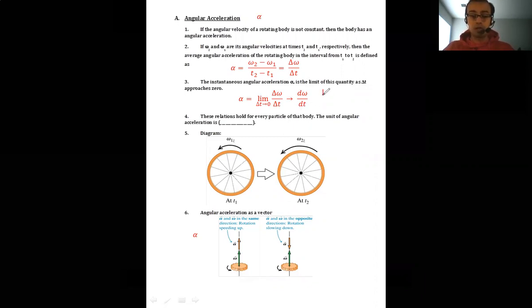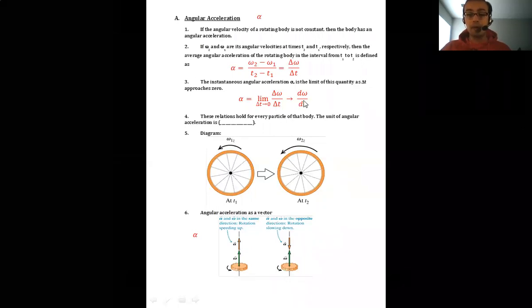Note also that this is going to be the second derivative of the position vector with respect to time. So that would be d2 theta by dt2. Because it's the first derivative of the angular velocity, it's the second derivative of angular position. These relations hold for every part of that body, and the unit of angular acceleration is radians over seconds squared, or seconds to the -2 power, or 1 over seconds squared.